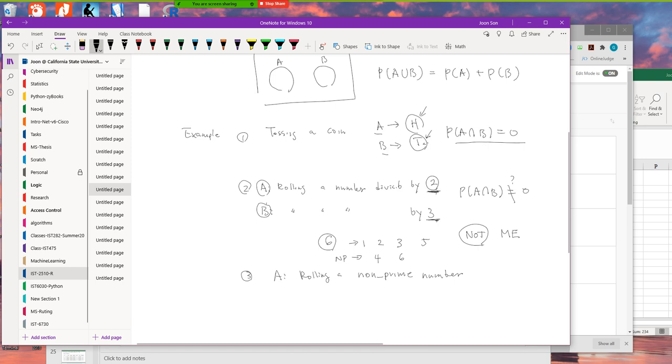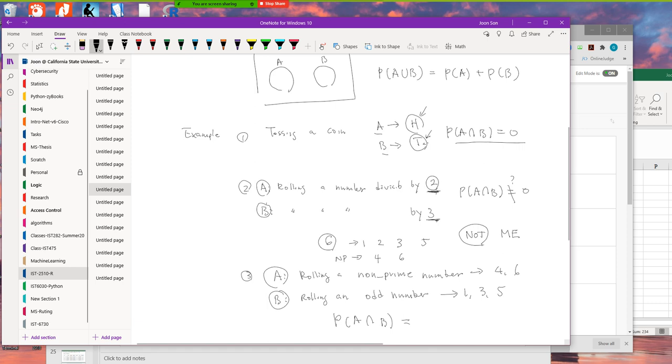And then event B is, let's say, rolling an odd number. The odd numbers are 1, 3, 5, and for rolling a non-prime number we have 4 and 6. So here's my question: are event A and event B mutually exclusive or not? Anyone?